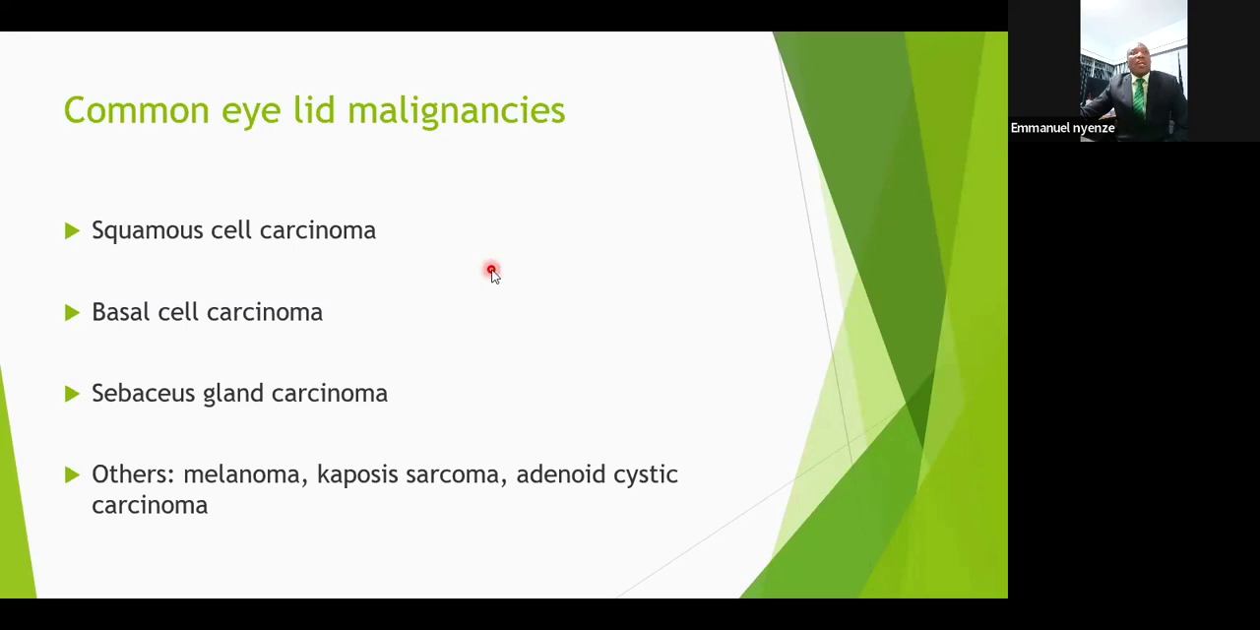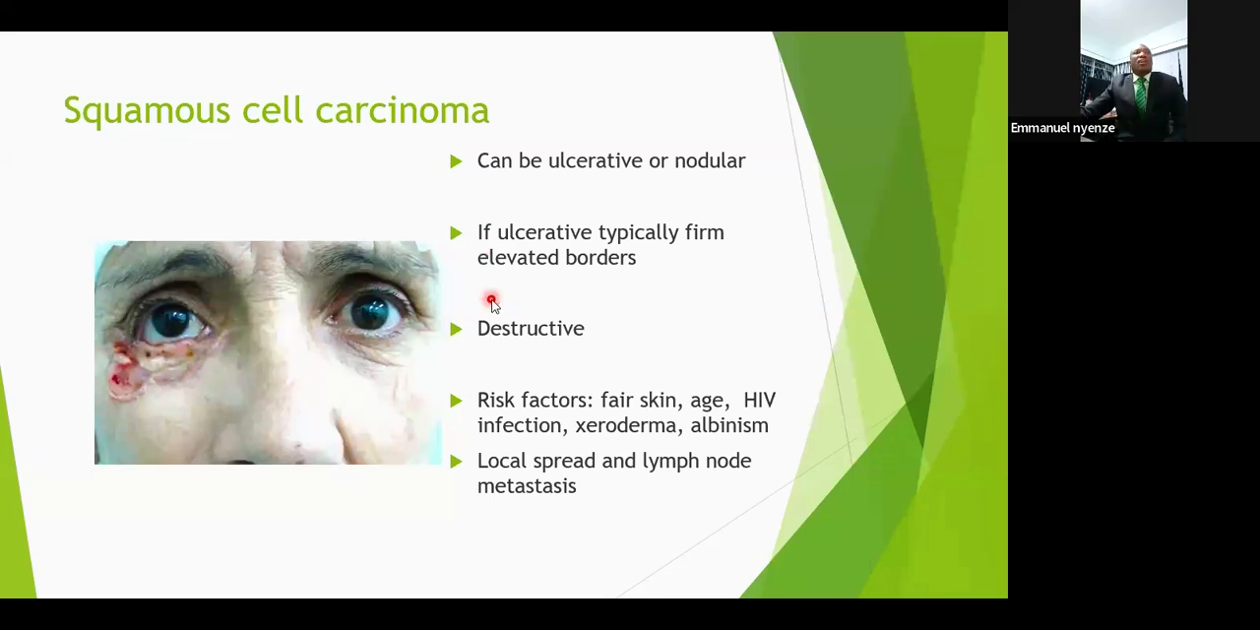Kaposi sarcoma, I have seen a few Kaposi sarcomas. They were common before the advent of use of antiretrovirals in HIV. Adenoid cystic carcinoma, a case that we have reported from Kenyatta National Hospital, is very rare. Metastatic lesions to the eyelid are also very rare. So let's talk about, first of all, the common lesions.